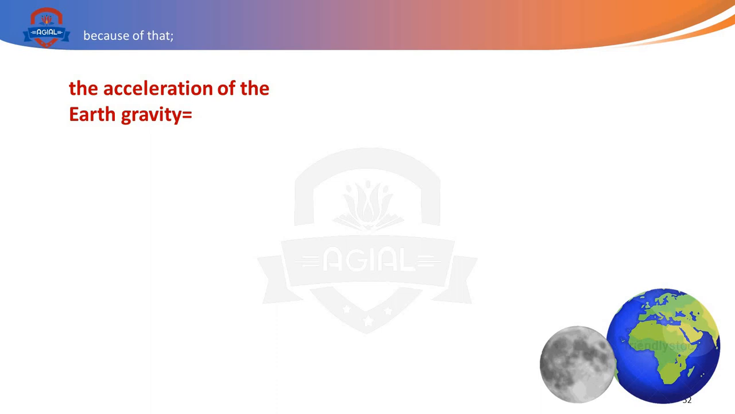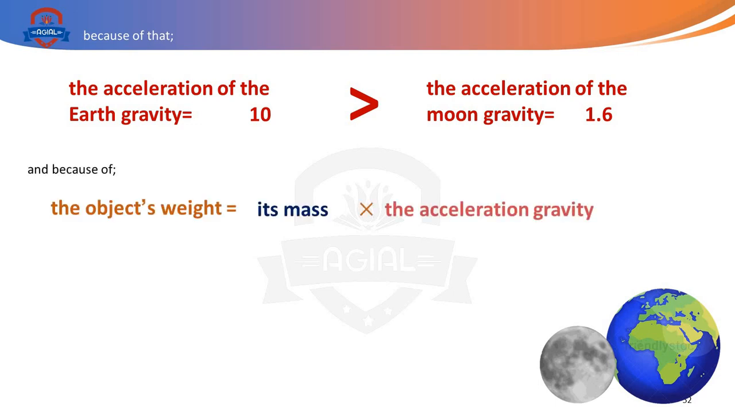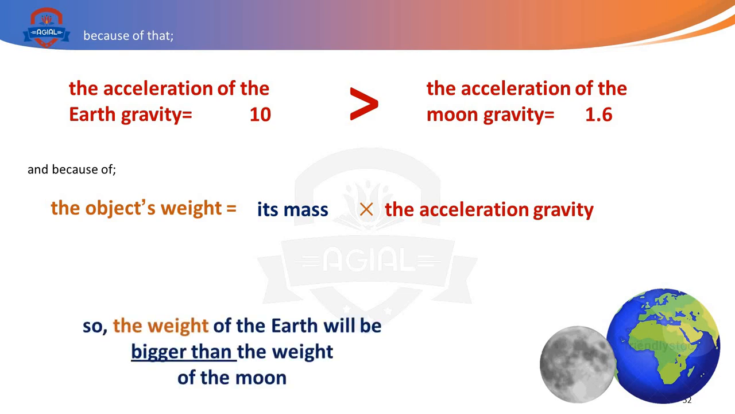The acceleration of the Earth's gravity, we said that it's equal 10. And it is bigger than the acceleration of the Moon's gravity, which equals 1.6. Why? As the mass of the Earth is bigger than the mass of the Moon. So, as the object's weight equals the mass times the acceleration of gravity, the weight on the Earth will be bigger than the weight on the Moon. Let's see that.